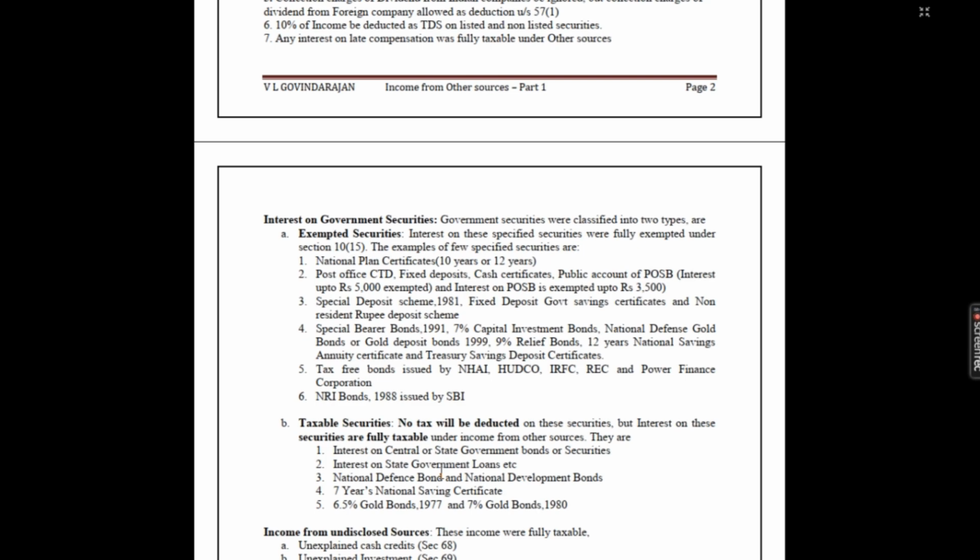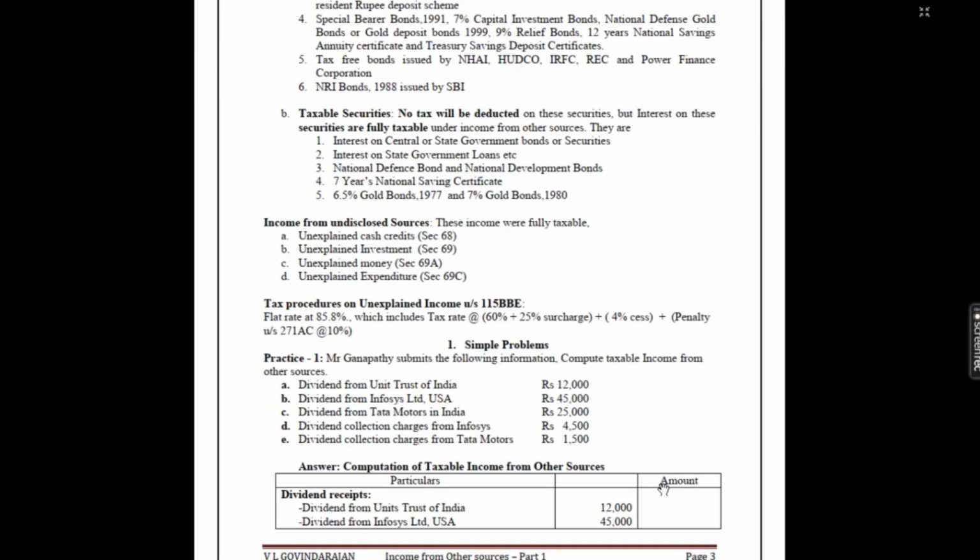What are they? Number one, interest on central or state government bonds or securities, interest on state government loans, national defense bond or national development bonds, 7 years national savings certificate, 6.5% gold bonds issued in 1977 and 7% gold bonds issued in 1980. Actually, any investment made by the public in these bonds, that interest was fully taxable under income from other sources.